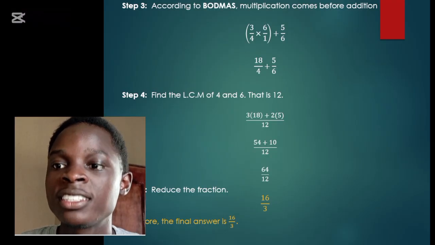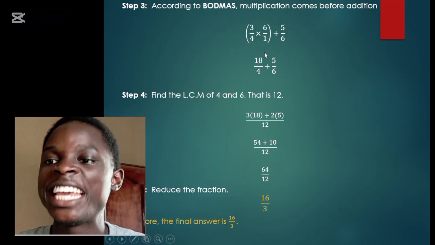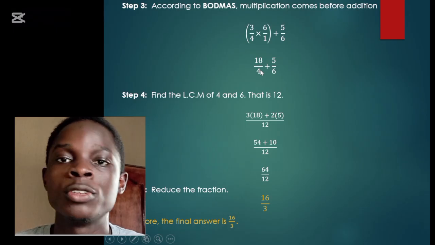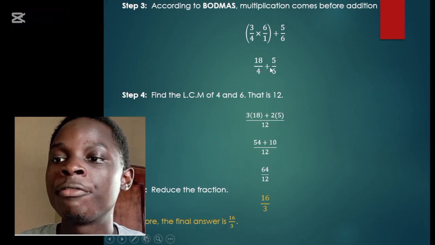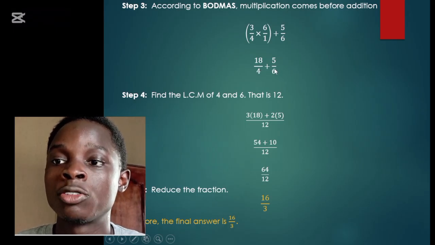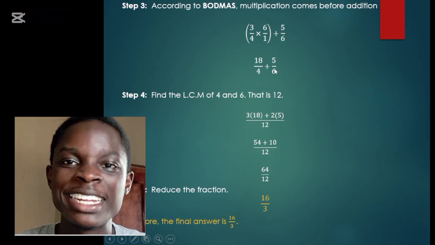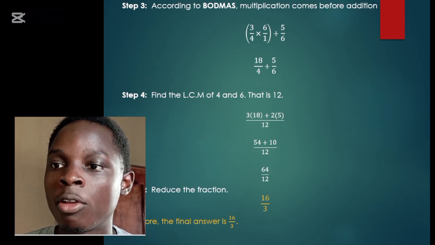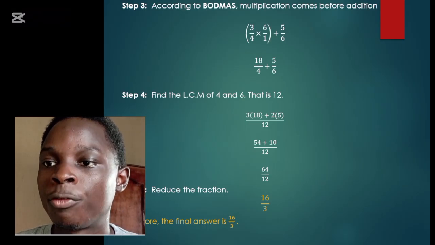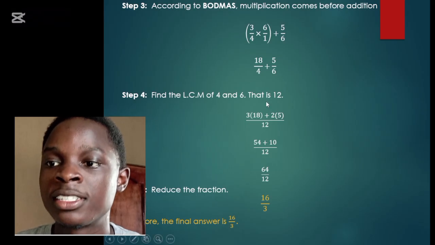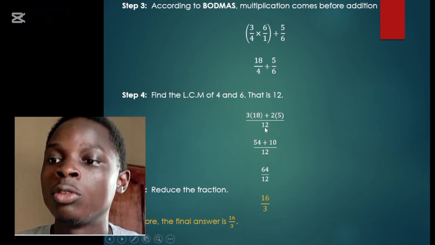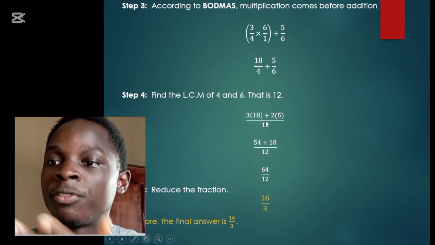But the final step here is that since we have 18 over 4 plus 5 over 6, then find the LCM of 4 and 6 so that we can simplify this fraction to get our final answer. Now, how do we do it? What is the LCM of 4 and 6? The LCM of 4 and 6 is 12.